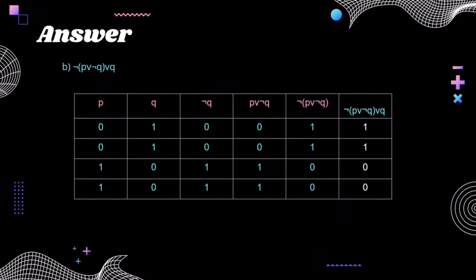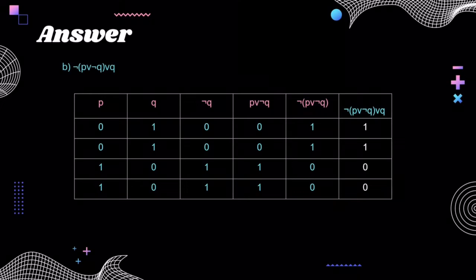For question B, it is the same as question A. Step 1, find the variables first, then complete the one in the bracket first. In the bracket there is a not symbol on Q, so finish that first, then finish P or not Q.